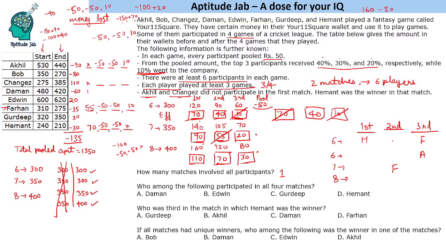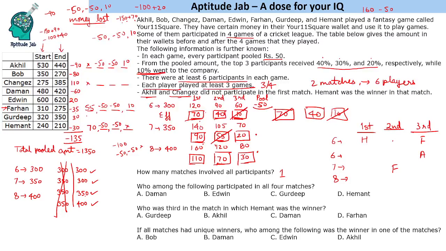If Daman wins 110, Daman has to lose 170 in three matches, which is again not possible. If Edwin wins 110, Edwin has to lose 90 rupees. 90 rupees means minus 50, minus 50, and 10. But 10 is not available anymore, we have already filled these two tens. So Edwin also cannot win 110 rupees.